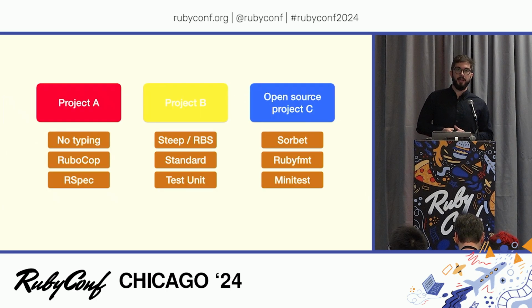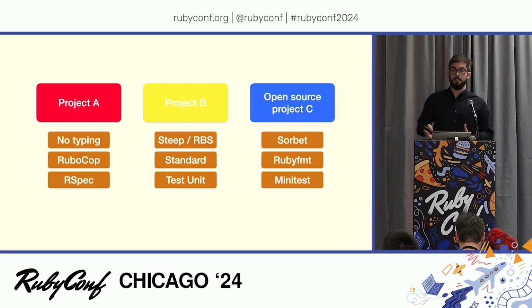If we take a look at different projects that all use different sets of tools, you also conclude that learning Ruby itself is not enough to be able to contribute to all of those. For example, if you contribute to project A and you're not used to gradual typing, but then you have to work on project B, then you're going to have to learn the specifics of Steep and RBS in order to be able to make a successful contribution.